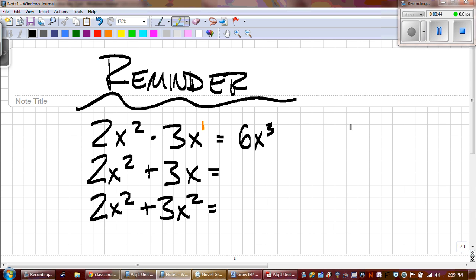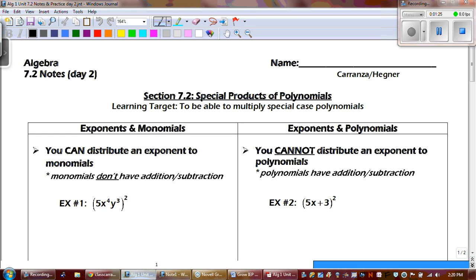Okay? 2x squared plus 3x, you can only combine like terms, or things that have the same variable and the same exponent. Since these are not the same exponent, you can't combine them. So you would leave that the exact same. And the last one, 2x squared plus 3x squared, since it's like terms, you add the coefficients and the variable and the exponent stay the same. Okay, we have to remember this. All right, so let's go ahead and get started on these notes.